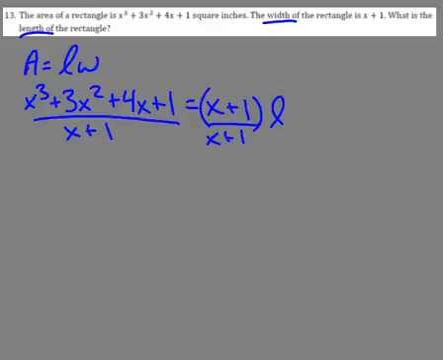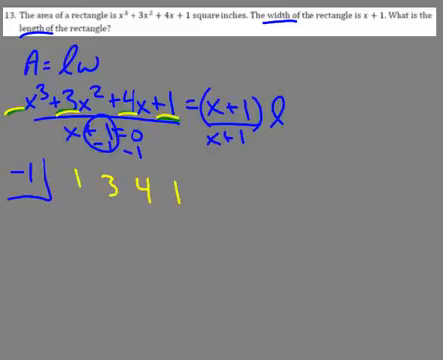Now we could do long division, or we can know that x plus 1 equals 0. You subtract the 1. We could put a little negative 1 up here. Then we could write down these constants. Alright, so 1, 3, 4, 1. You're going to drop the 1. But you're going to multiply it by the negative 1. So you'd have 1, negative 1.